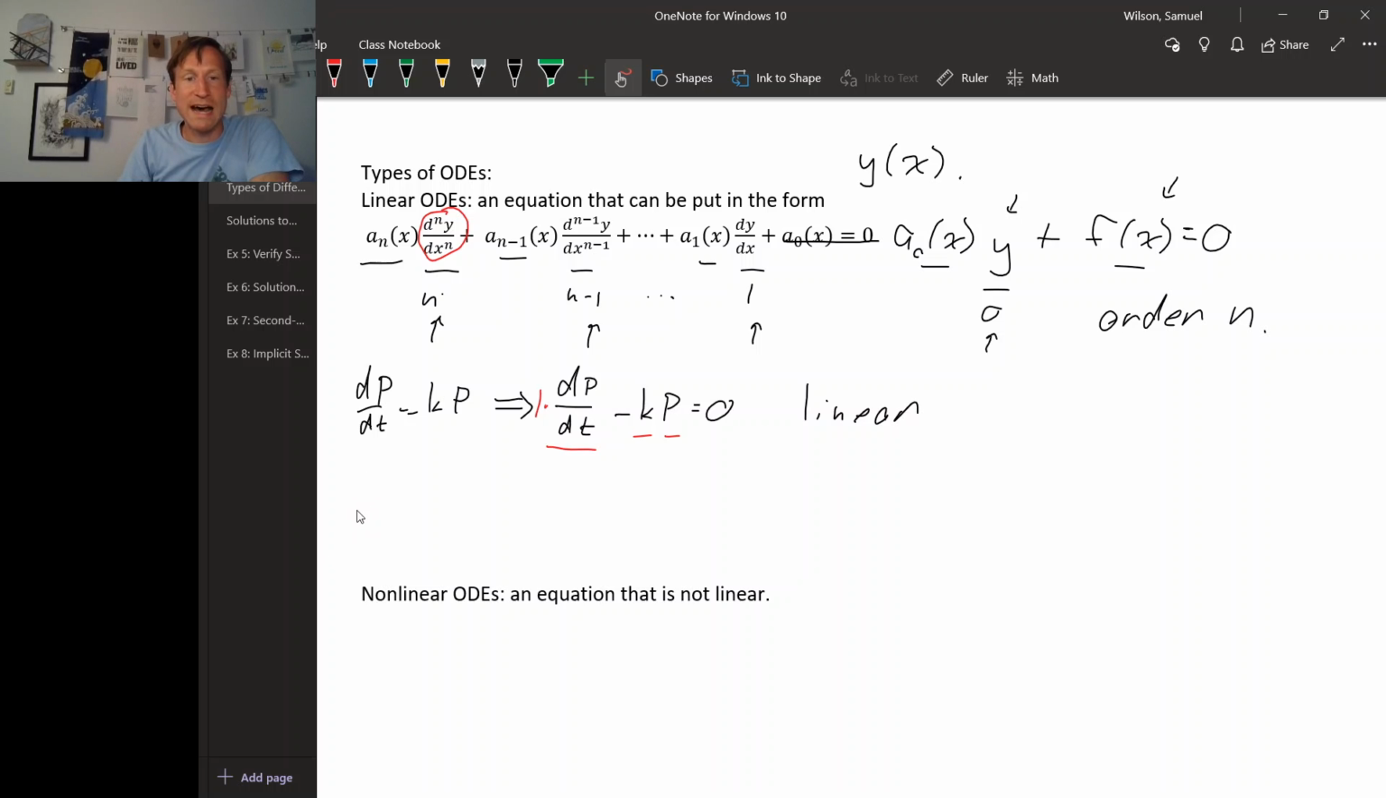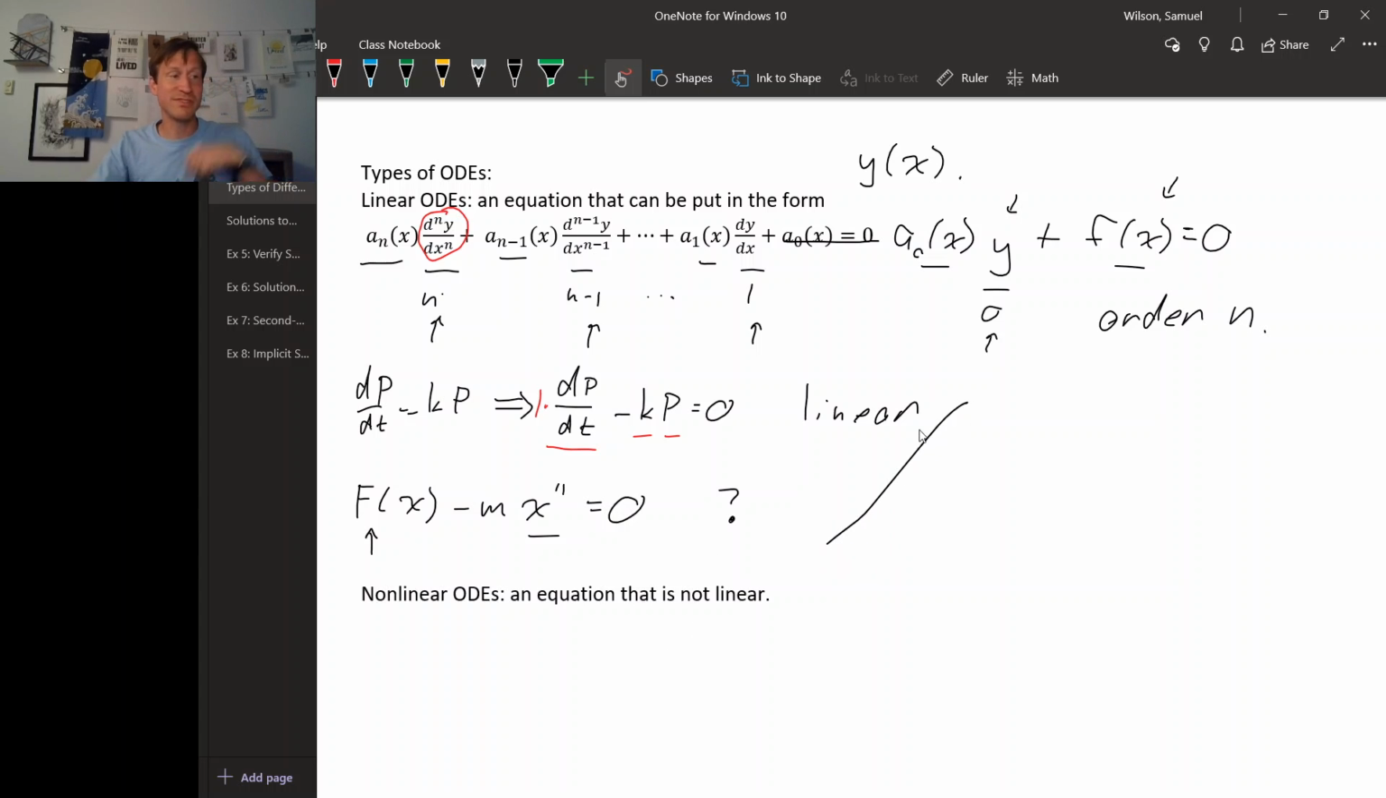If you look at our Newton's second law equation, again, we need to rearrange it a little bit, but when you rearrange it, it looks like f of x minus m times x double prime equals 0. And again, this is linear because there's derivatives. Actually, I guess whether this is linear or not depends on what exactly this function is doing to x. So I guess for this one, we can't say if this is linear or not. But let's look at a few other examples to see what sort of things count as linear.